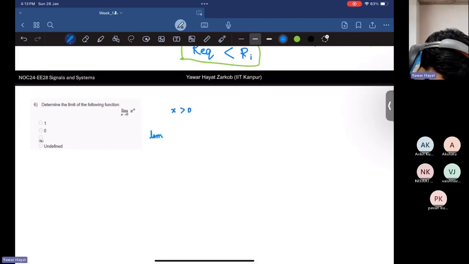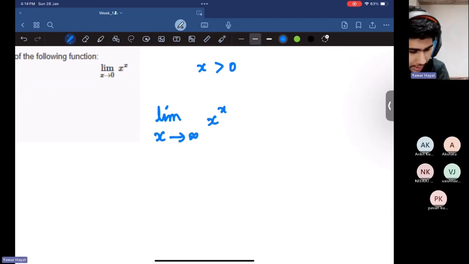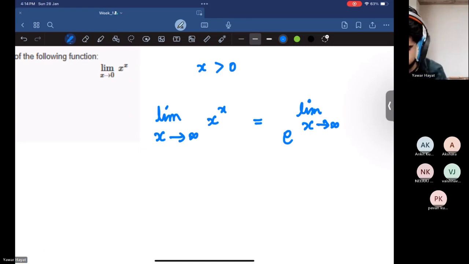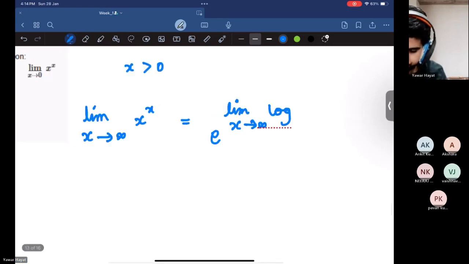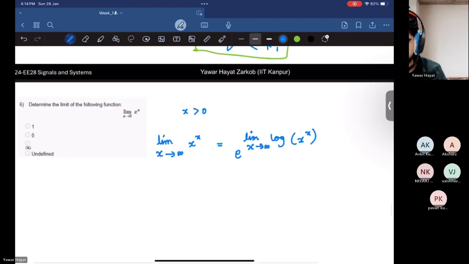I have this limit x tends to 0 of x power x, right? I can write this as e to the power limit of x tends to 0 of log of x power x. Is this fine? What I did was I used this formula.